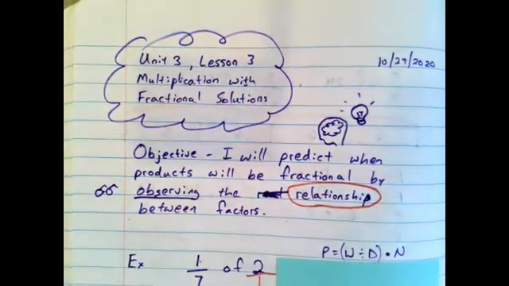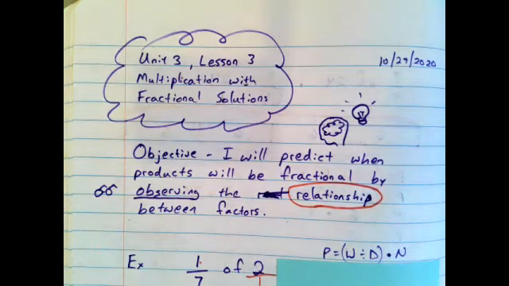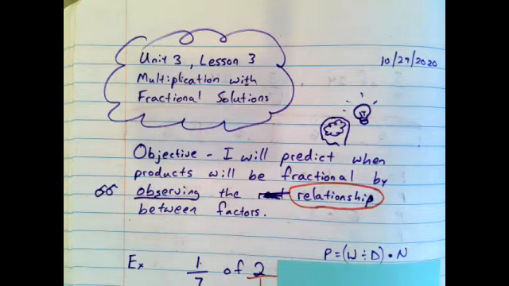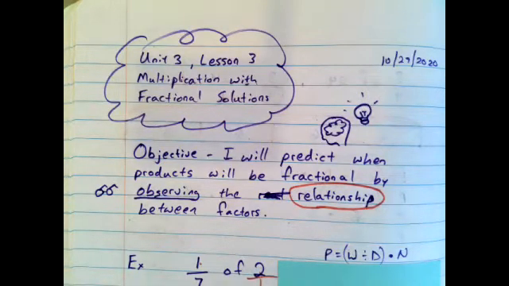So here we are. Unit 3, Lesson 3, multiplication with fractional solutions. Today's date should be the 29th. Our objective: I will predict when products will be fractional by observing the relationship between factors. Read it with me. I will predict when products will be fractional by observing the relationship between factors.